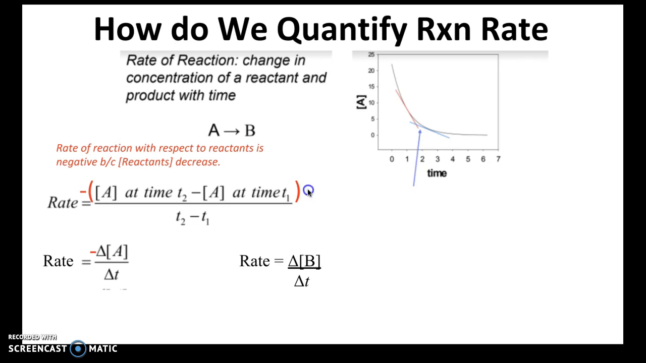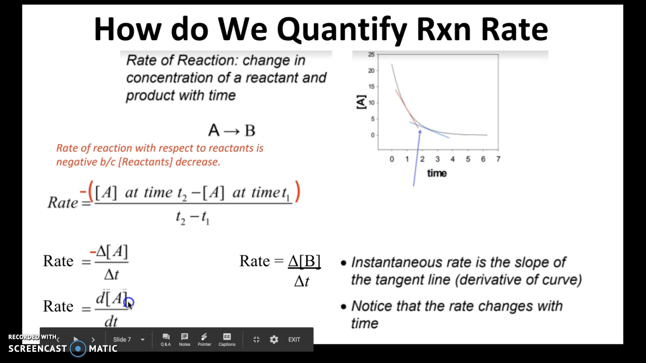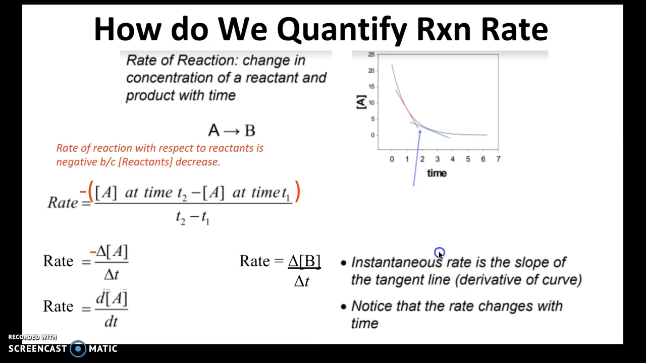Now, the rate that we see here is a rate within a certain time frame, from T1 to T2. But that's not necessarily the case each time. Sometimes you want to know the rate at a given time, because rates can change over time. And so in that case, we are going to use the instantaneous rate, which is essentially the derivative of the curve. So the instantaneous rate is the slope of the tangent line.